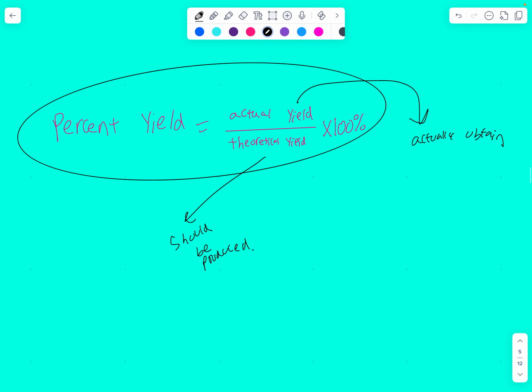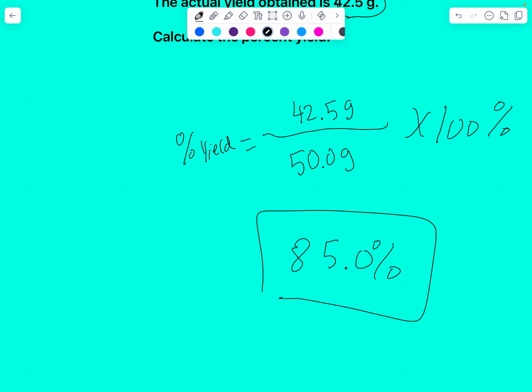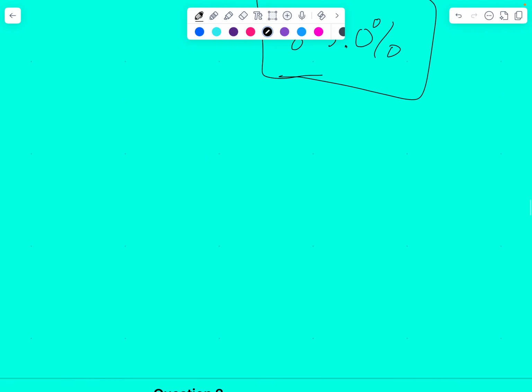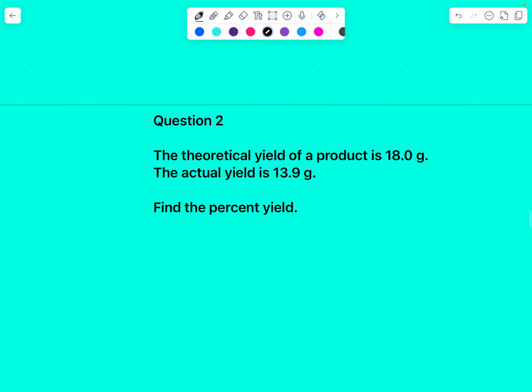Just like the formula. All I do is plug it in, you guys. And when I plug it in and perform the calculation, I get 85.0%. So percent yield is usually less than 100% in real experiments. That's how you know you did it right. Okay, let's try this one, and then we'll go on to harder ones.